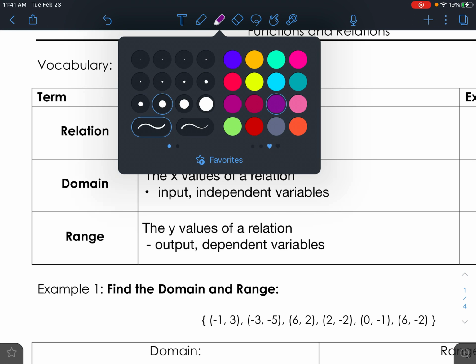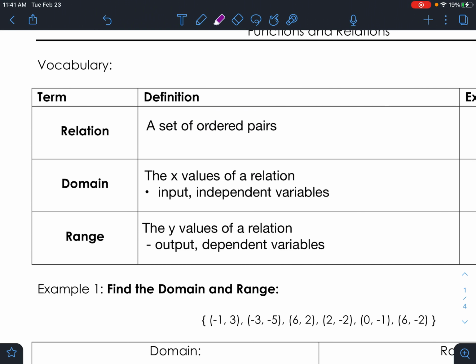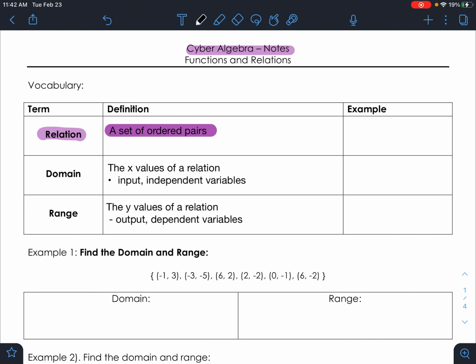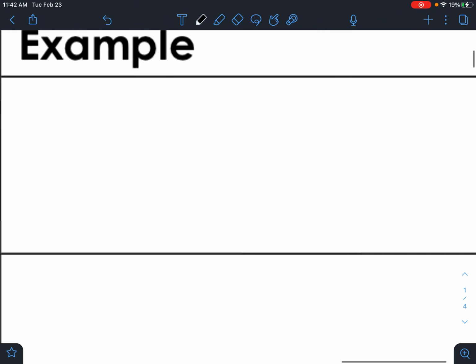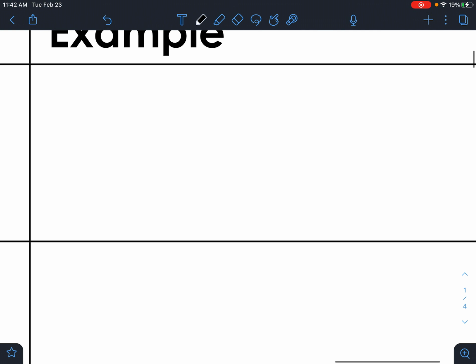So the first definition we have here is a relation, and a relation is simply a set of ordered pairs, okay? So it's a set of ordered pairs. What we're going to do is make an example of what a relation is, and then we're going to use this throughout our next two terms, okay? So in this example section, let's draw these curly braces. They're like squiggles, all right? So it looks like that, these curly braces.